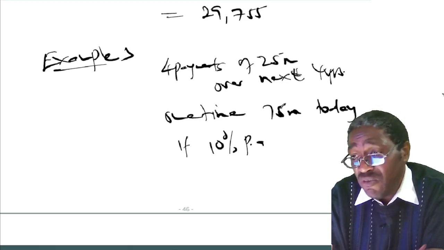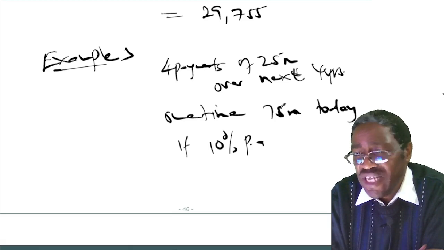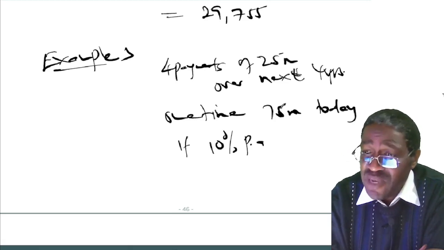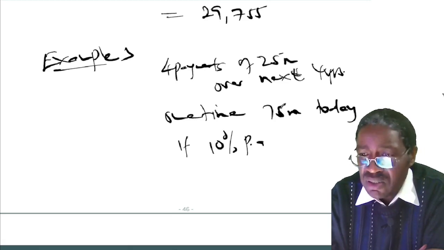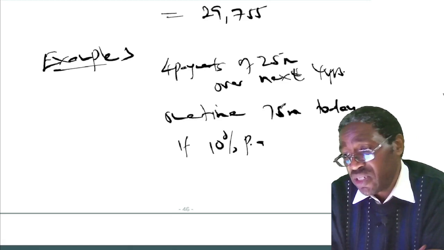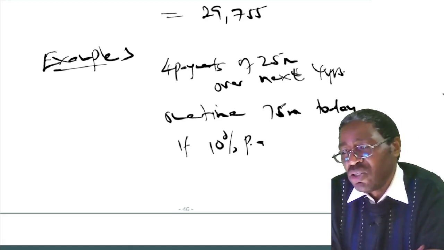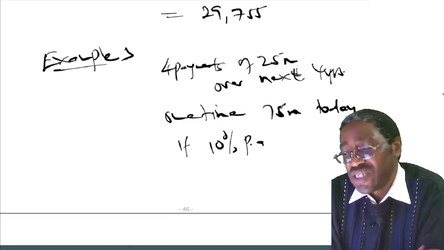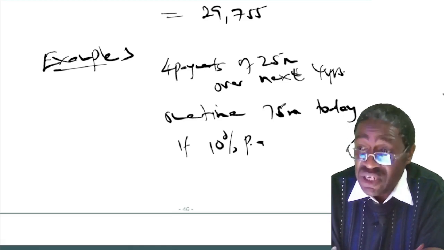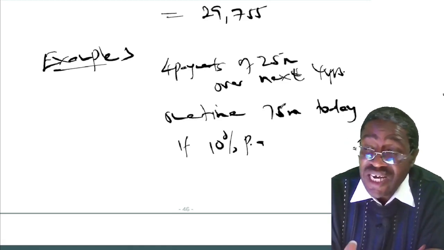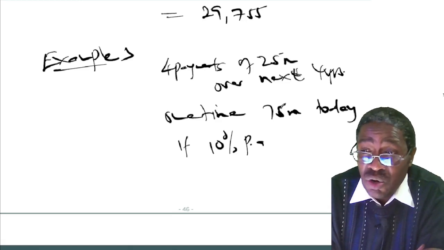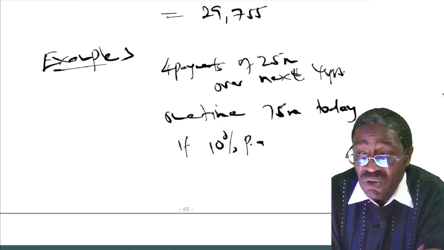But you take it over 4 years. Alternatively, they give you 75 million today as your winning. Which one will you take? Of course, the second option is already at present value, so you don't have to calculate it again. So we are only calculating the present value of my 25 million at the end of each year.